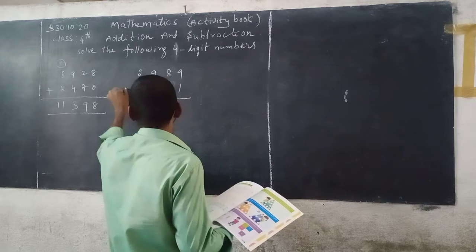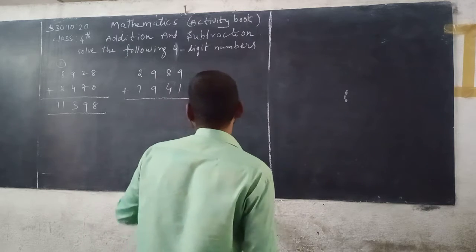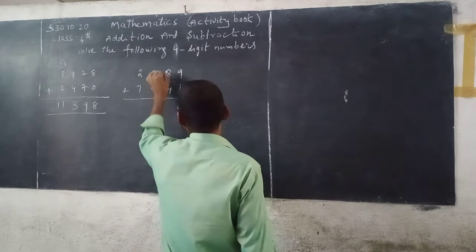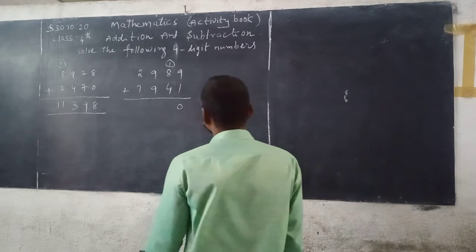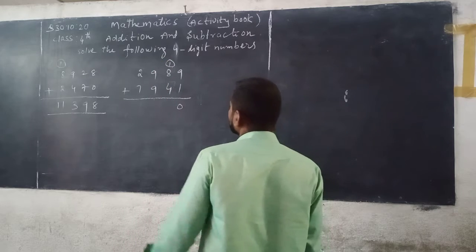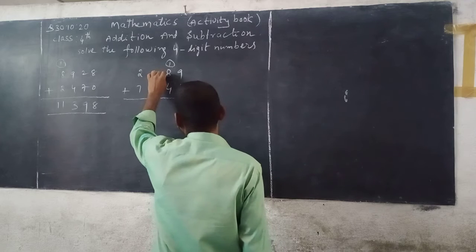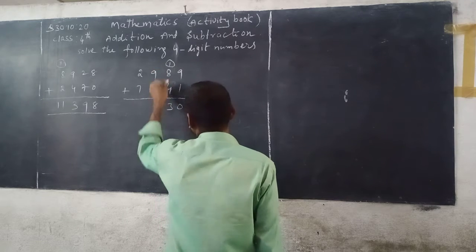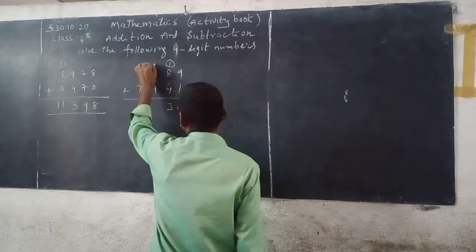Plus 7,941. First add the digits in ones place. See here, 9 plus 1, 10. 0 taking, 1 carrying in tens place. Next add the digits in tens place, that is 1 plus 8, 9. 9 plus 4, 13. 3 taking, write down in tens column, and 1 is carrying in hundreds place.